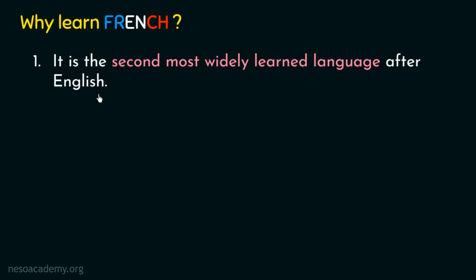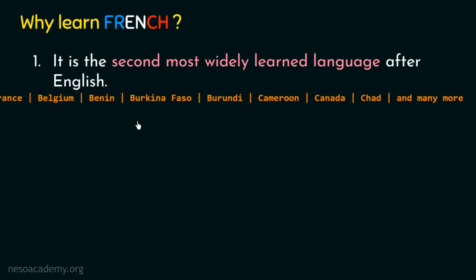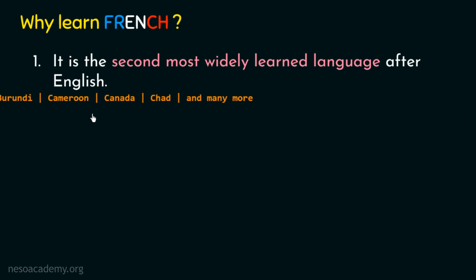Now I will show you a list of some countries where French is the primary language of international communication. And the list includes France, Belgium, Benin, Burkina Faso, Burundi, Cameroon, Canada, Chad and so many more. So that was all about point number 1. Now let's move on to point number 2.